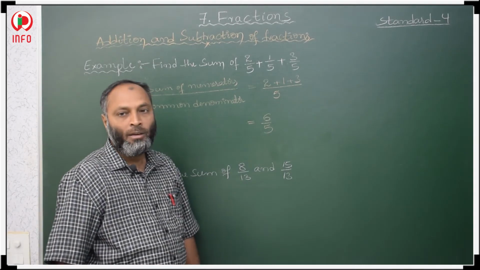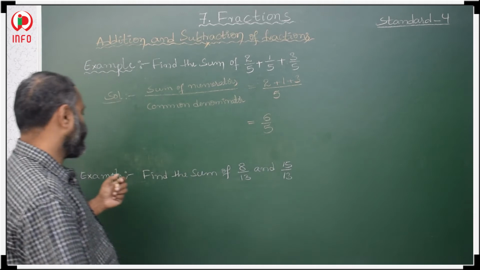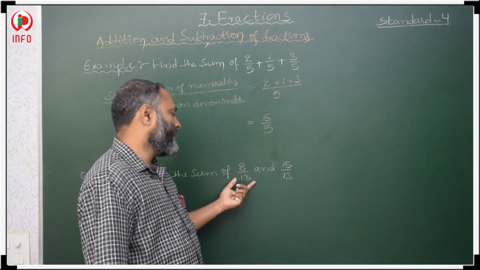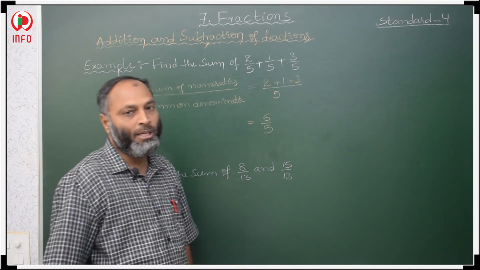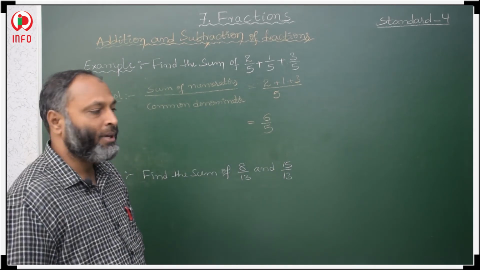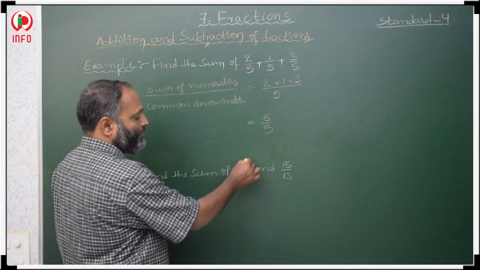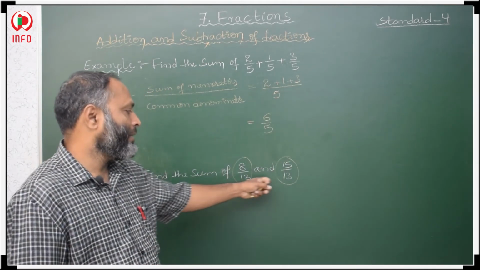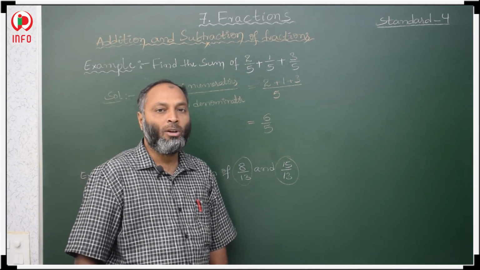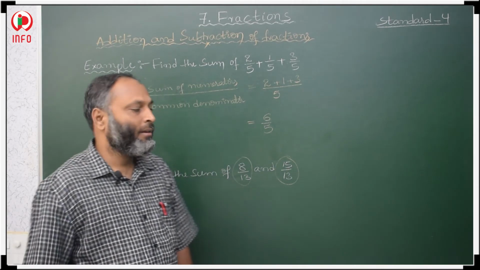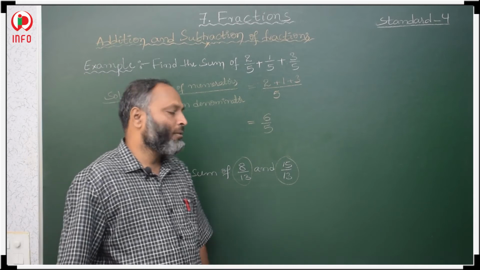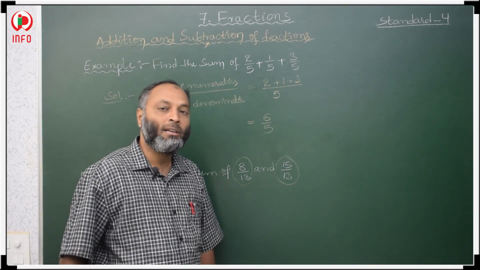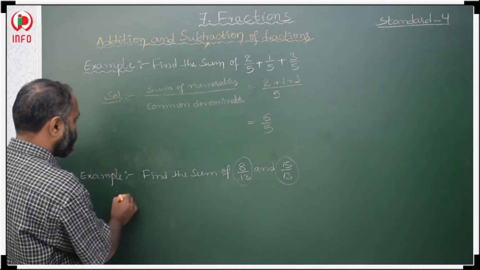Okay. Now next one. In the second example, find the sum of 8 by 13 and 15 by 13. Here in these two fractions, the denominator is 13, so it is a common denominator. When the denominator is common, how do we add? We just have to add the numerators. See here.